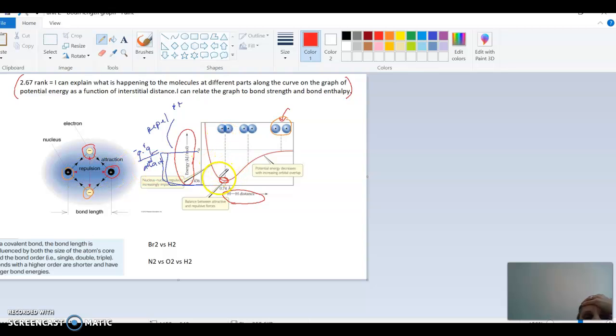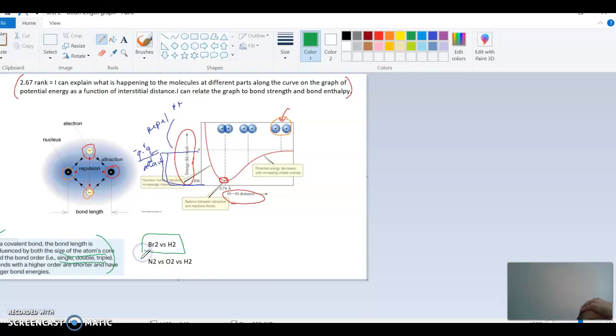If you start getting too close, then the two nuclei are getting too close, and you get a huge amount of repulsion between the two nuclei. So that's why our energy goes high into the positive zone. What AP wants you to know is what this bottom stuff is down there. Basically, the idea of how a bond is made is when you share electrons. And then the idea that it's controlled by the size of the atom's core as well as if there's a double, single, or triple bond.